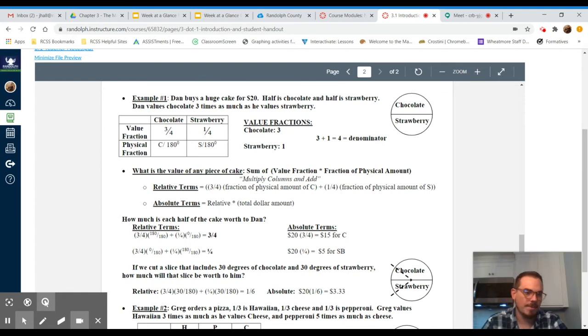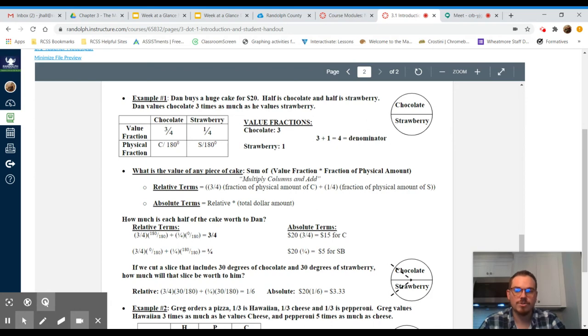So 180 divided by 180 is 1. So I know that 3/4 times 1 plus 1/4 times 0. Now you might be thinking, wait a second. Why does he have 0 there in that second fraction? Well, because I'm valuing the chocolate piece of cake's worth. So if I have all chocolate and no strawberry, so 180 degrees and 0 degrees, that would be relatively 3/4 or 75%, right? 75% of the worth to Dan is chocolate.